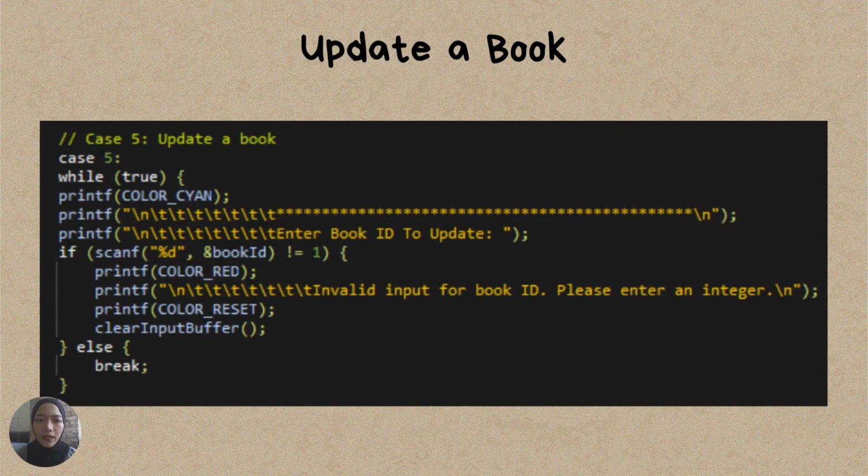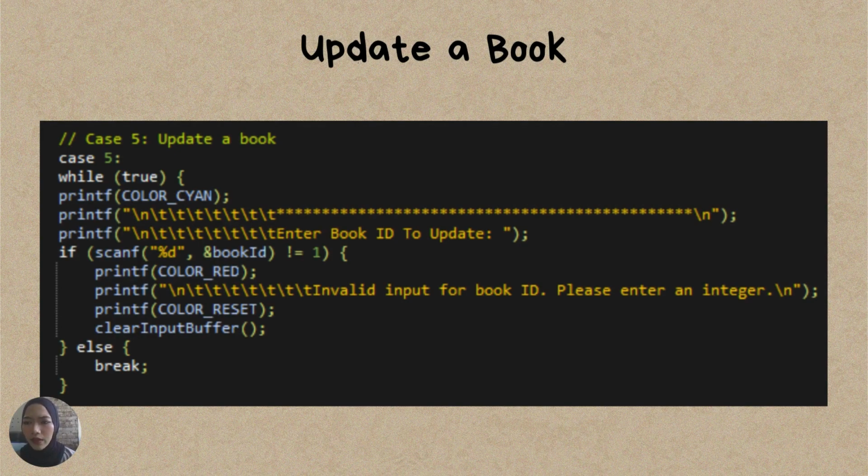Next, for the switch case, as you can see in the code here, this case is executed when the switch statement evaluates to the value 5. The purpose of this case is to prompt the user to enter a book ID for updating a book's details.